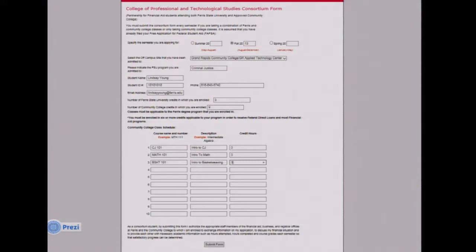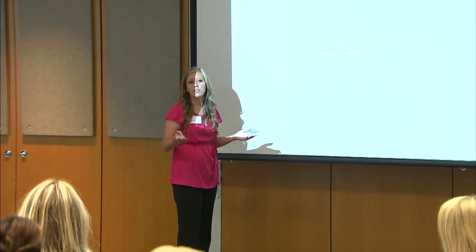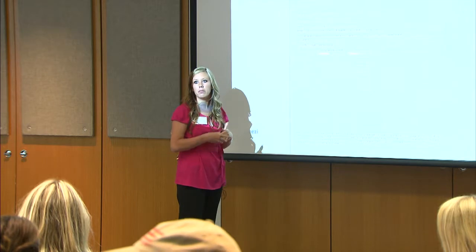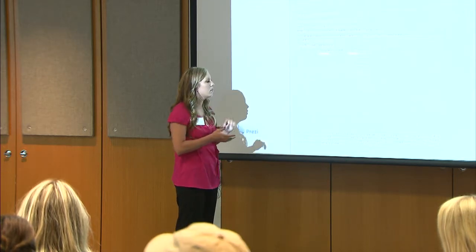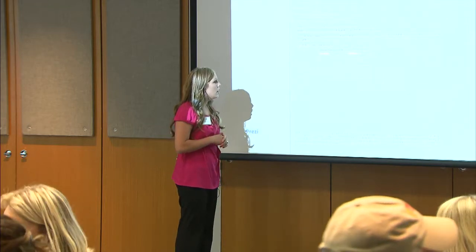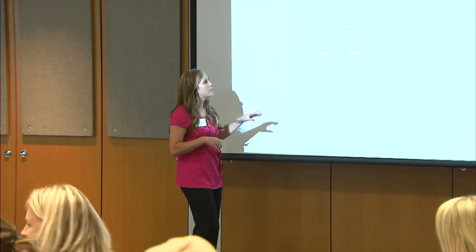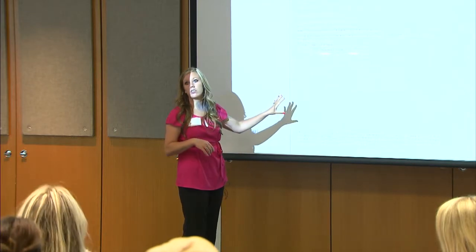Now, I don't think you can see this, but I'm taking CJ 101, Math 101, and Basket Weaving 101. Basket Weaving 101 does not fit into the Ferris criminal justice program. So Mike is going to send me back an email saying 6 out of these 9 credit hours are approved.